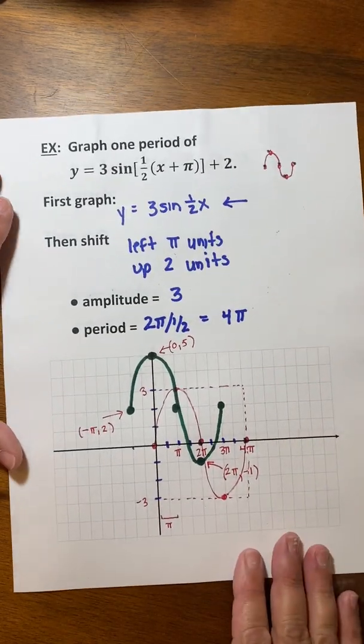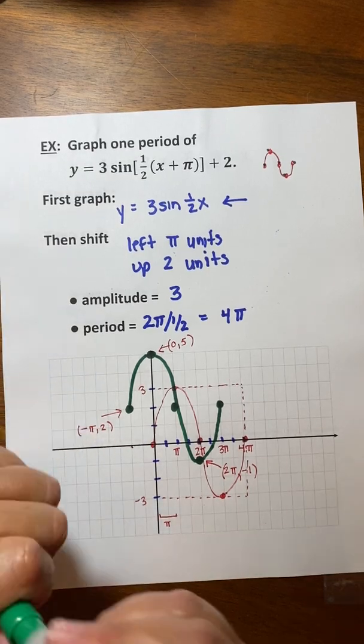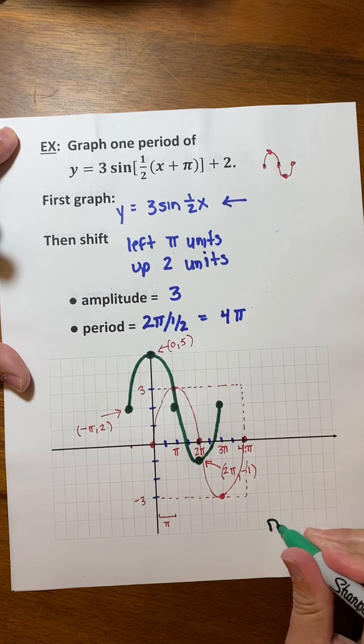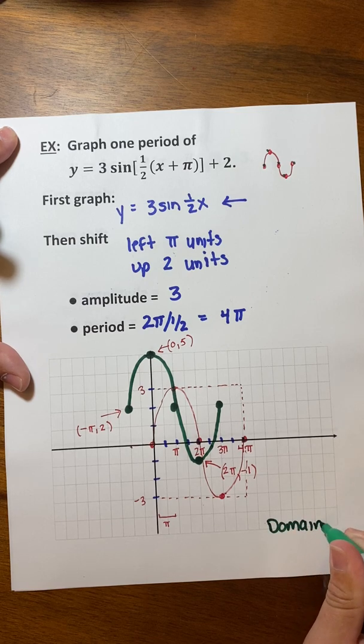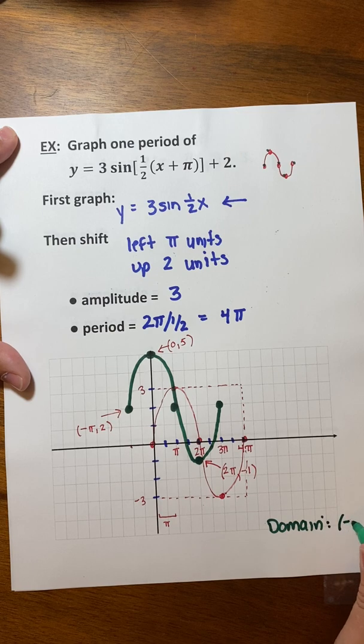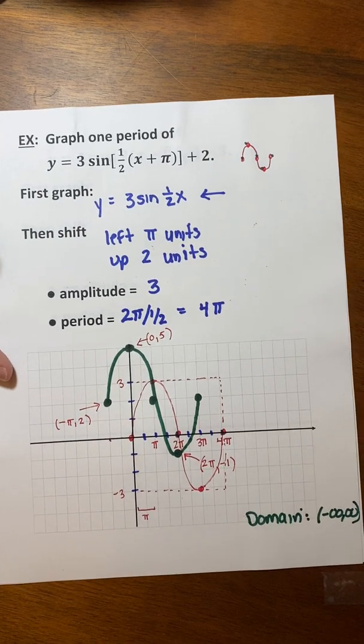Let's just write the domain. So even though we just drew one period, the domain actually is all real numbers. We only are showing it from negative pi to 3 pi, but the domain is all real numbers. The domain of the sine curve is always all real numbers unless otherwise stated.